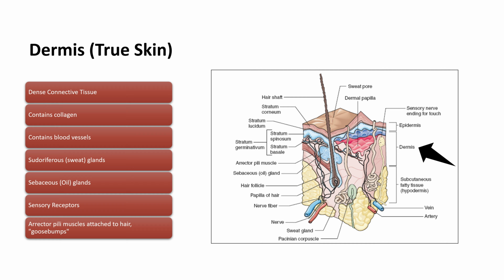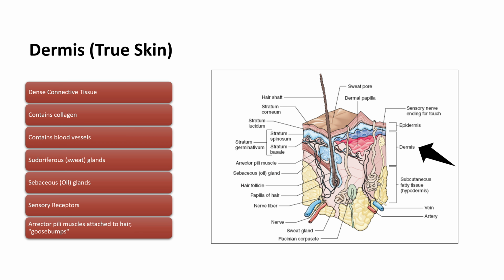Your sudoriferous sweat glands lie deep in the dermis and send secretions through ducts to the skin for evaporation and cooling. These glands are classified as exocrine glands, like we said before, to the outside of the body. So these are your sudoriferous sweat glands.